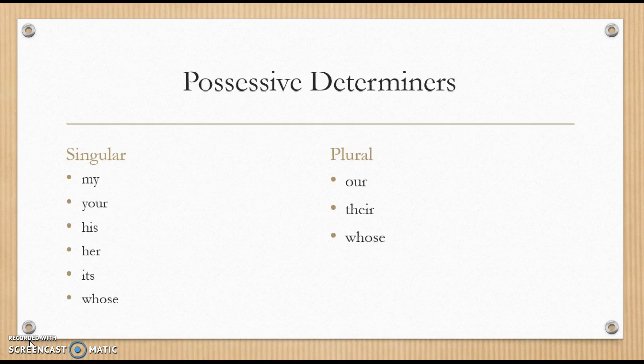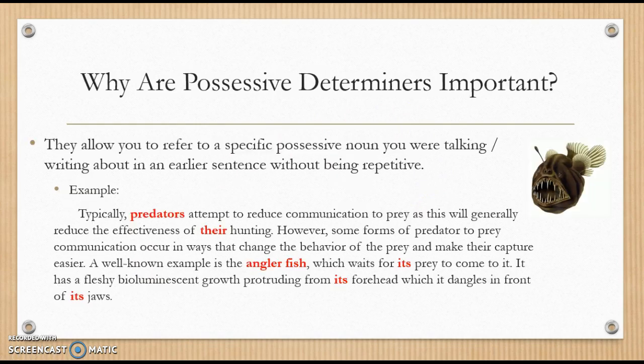Here's a list of the possessive determiners. We have singular possessive determiners, and then we have plural possessive determiners. Why are possessive determiners important? Just like pronouns, they allow you to refer to something earlier in your conversation or in your writing, and it reduces repetition. So let's look at an example from a short paragraph on animal communication from Wikipedia.